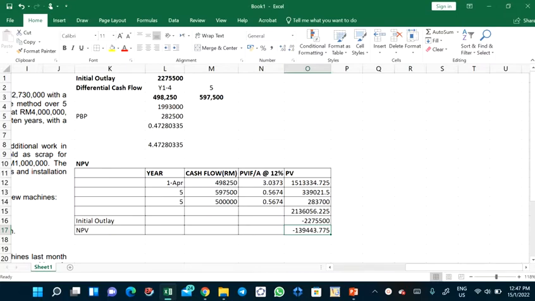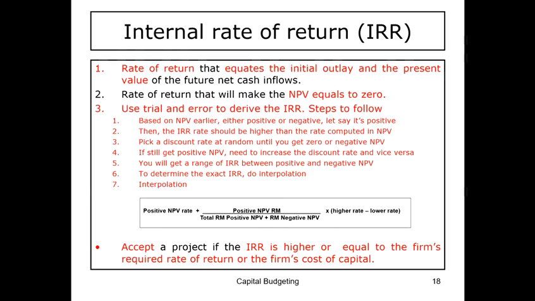Now we will look at IRR. Next we will look at the internal rate of return, or IRR. IRR is the rate of return that equates the initial outlay and the present value of the future net cash inflow. So IRR is that rate of return that will make the NPV equal to 0. We will use trial and error to derive the IRR.